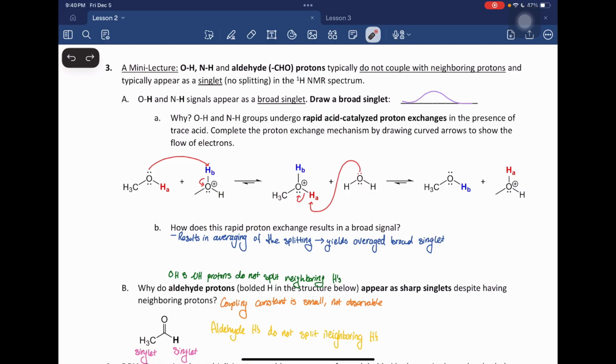So how does a rapid proton exchange result in a broad signal? This results in averaging of the splitting, because it's happening so fast that the splitting occurring between them is going to be averaged out. So it yields an average broad singlet. Okay, so instead of being like this, for example, it's just this whole thing like that. And OH and NH protons do not split neighboring hydrogens.